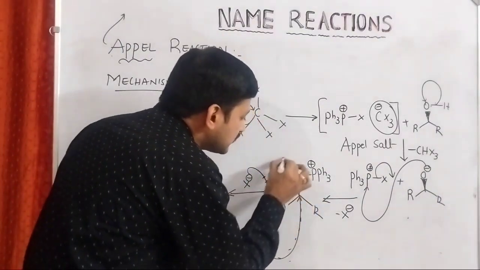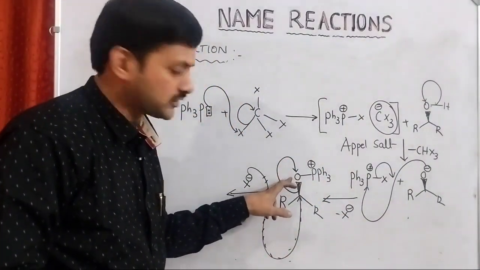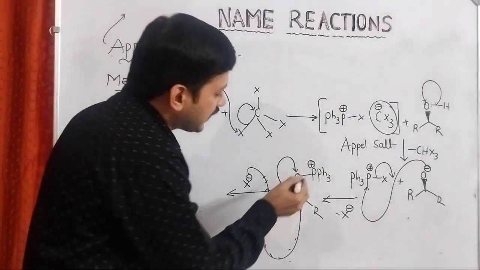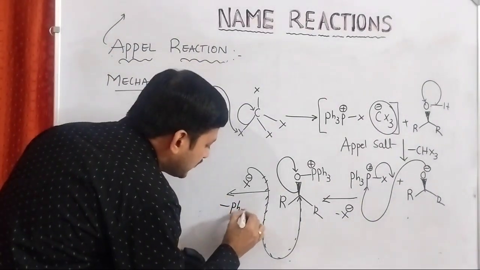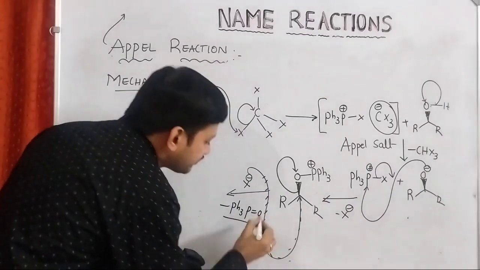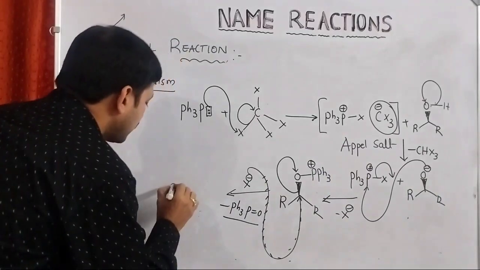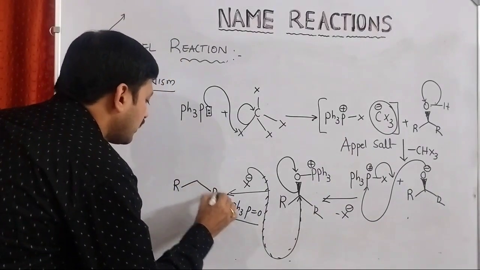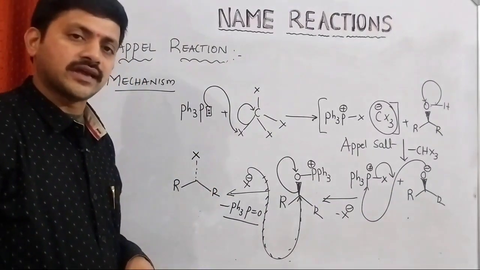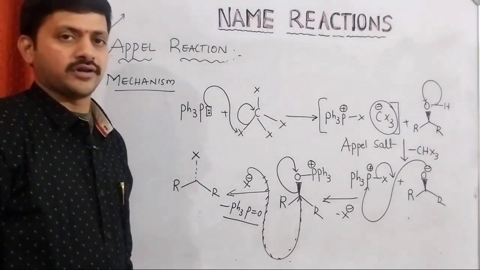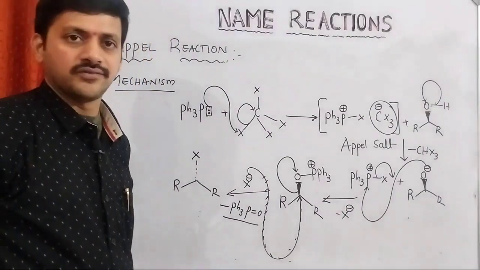Thereby this bond will move towards the oxygen. So oxygen will take the minus charge. This minus and this plus will create a pi bond. That's why it can be removed in the form of phosphine oxide. Phosphine oxide will be removed. Then the X is approaching from the back side or opposite side. You will come up with your product. This is what we call the mechanism of Appel reaction. Very simple or not?